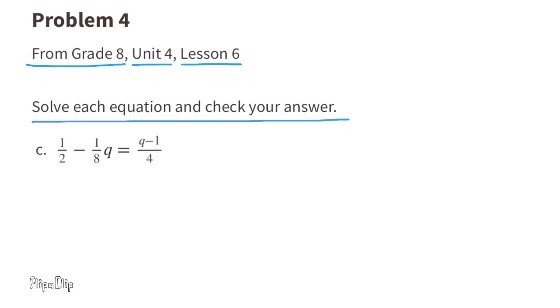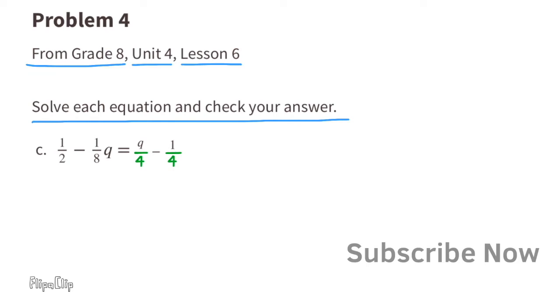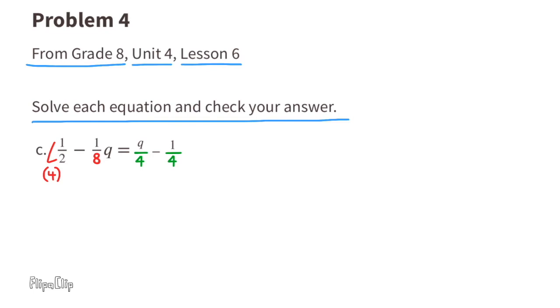C. Let's look at this term on the right. Q minus 1 over 4. That's the same as Q over 4 minus 1 over 4. Since we're subtracting fractions, let's make a common denominator of 8. So for the first term, we need to multiply the numerator and the denominator by 4.